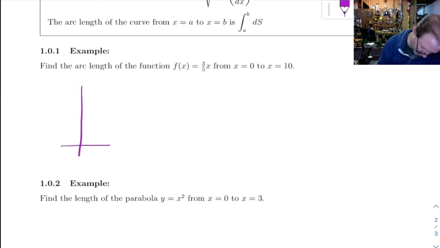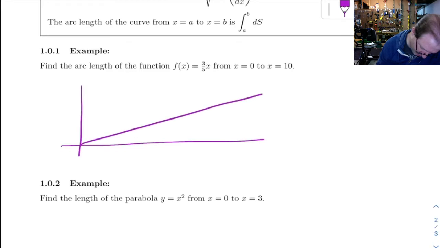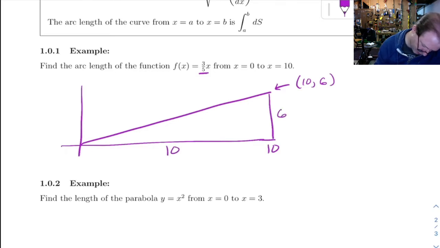So let's do it to begin with. We've got here 3/5, it's going to look like that. So over here at 10, what's the y-coordinate going to be? Well, the x-coordinate's 10, the y-coordinate's going to be 10 times 3/5, so that's going to be 6. So you've got a triangle with a length of 10 and a height of 6. So what's the arc length going to be? That's the length of the hypotenuse. So that's going to be 100 plus 36.